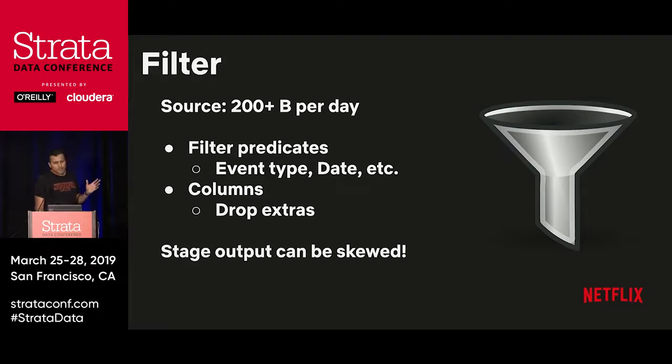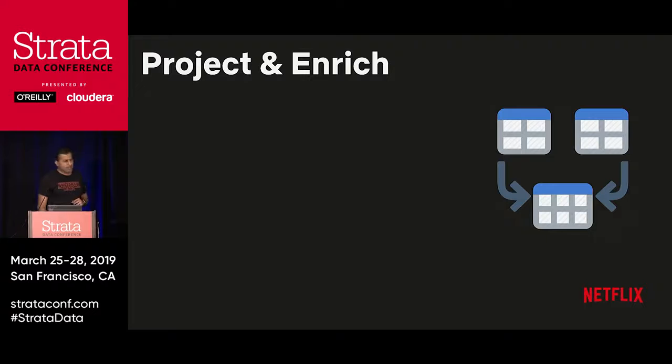An important thing with this is that the data comes in a large number of files. So it's a huge data set. There are hundreds of thousands of files. And when you run these filters, the output of this stage can be really skewed. And that's something to keep an eye on down the line. If you start with skewed input to your other stages, you're going to have challenges going forward with your Spark application. So with that, in the next stage, you're going to project and enrich your data set.